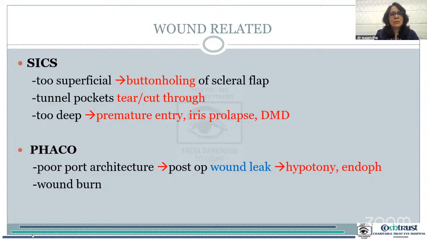And in phaco, mostly I would like to mention that a poor wound architecture, whether it is a main port or the side port, mainly causes a post-op wound leak, which we want to avoid, and which would potentially lead to hypotony or an endophthalmitis in very severe cases, if it is not recognized early enough. And wound burn, though like I said it is pretty rare, but we have recently seen some in our training cases.